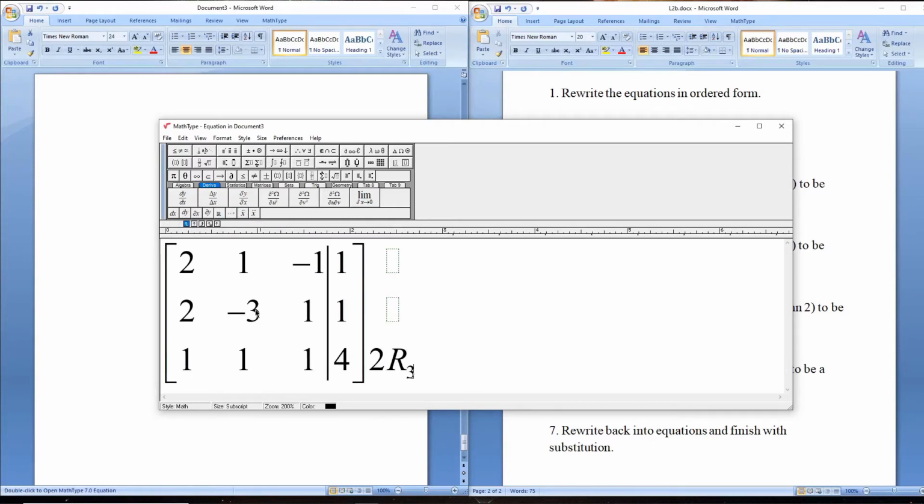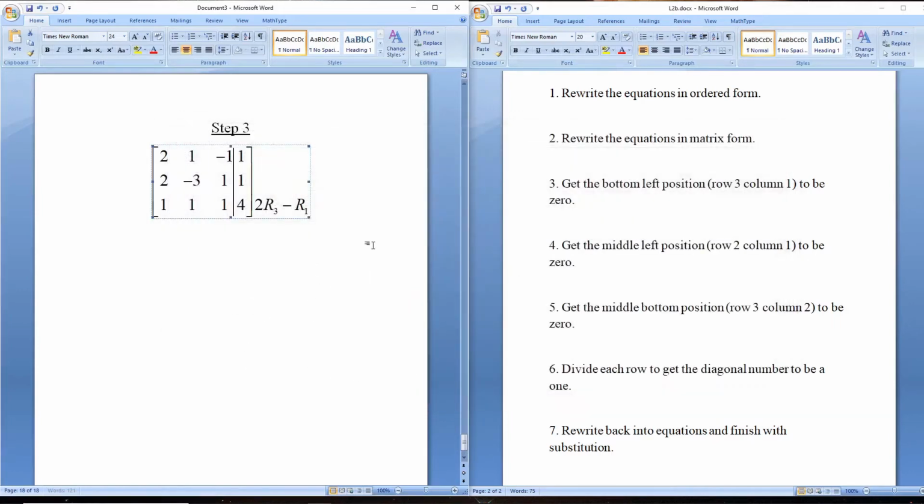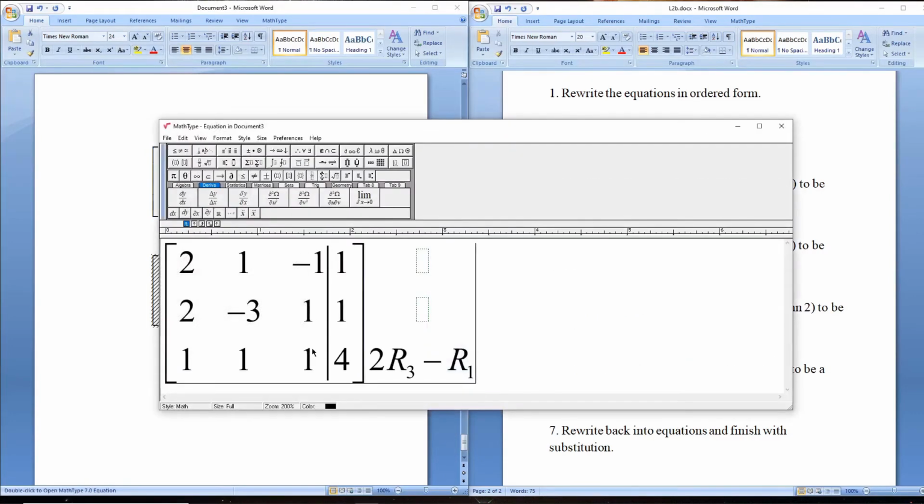And now we could subtract row 2 or row 1. It doesn't matter. I will pick row 1, just because the numbers are slightly smaller. It doesn't have the 3 there. It's the only reason I'm doing that. But you could do row 2. And there's our instruction. And now we're going to carry out that instruction. So we're going to do 2 times row 3 and subtract row 1.